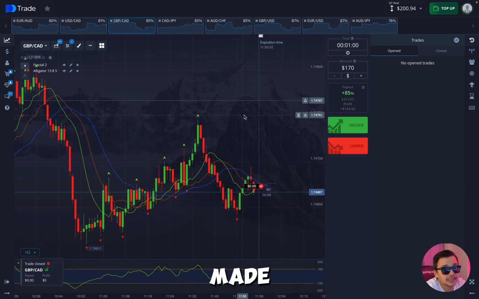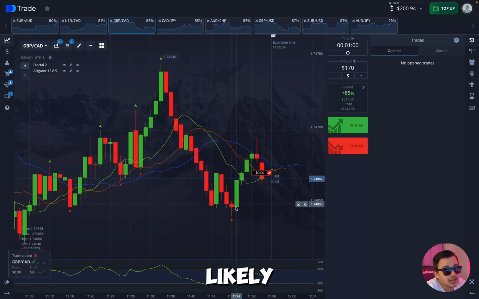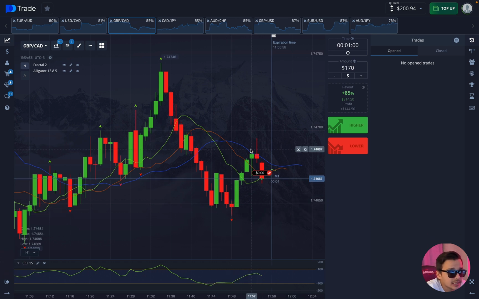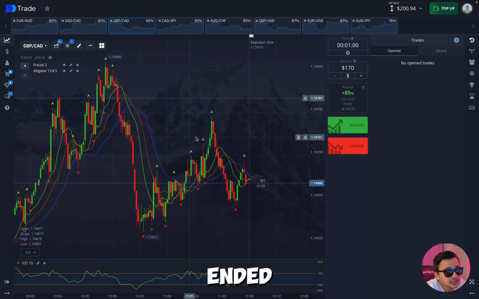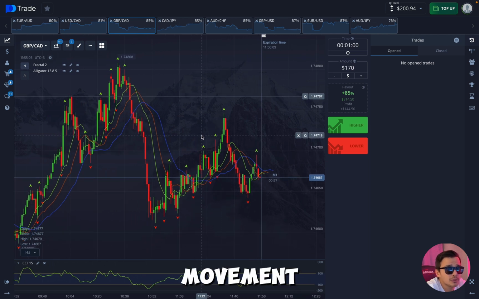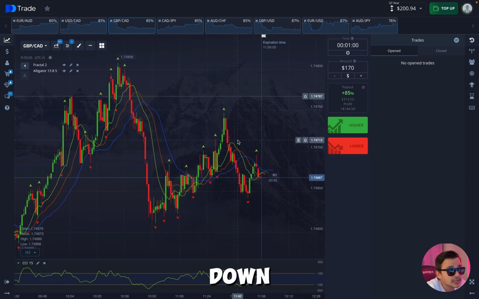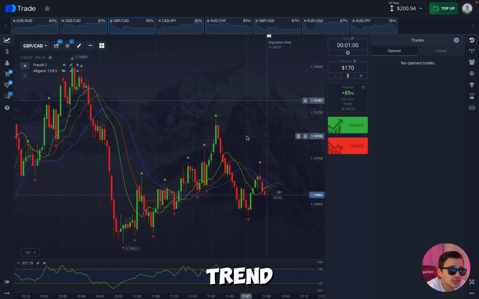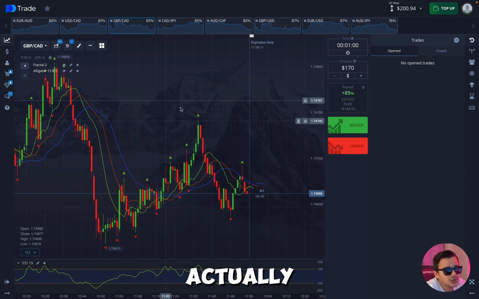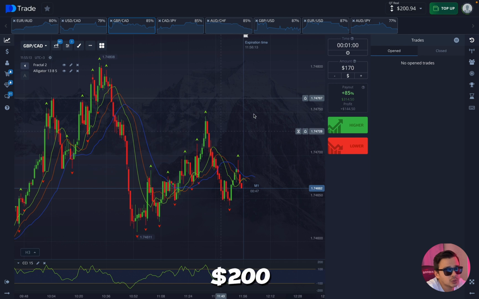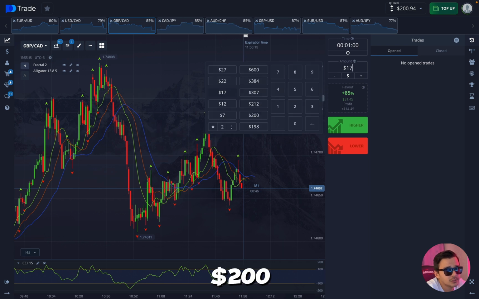Still, I made a little mistake here. Most likely a pullback in these four green candlesticks has ended, and further dynamics of movement I again followed down, the actual direction of the trend. Perhaps here I have a reversal. Yes, actually now I will bet $200 per trade.